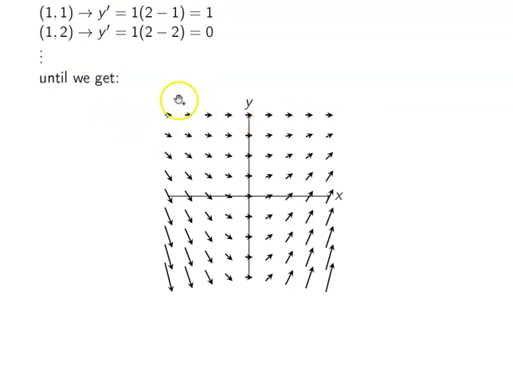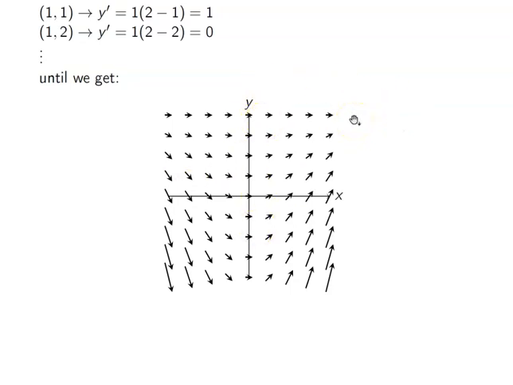So there's 9 rows and 9 columns. So there's 81 points. There's 81 arrows here, right? I don't have the time to plug 81 points into my function and find 81 values and draw 81 vectors. That's a lot of wasted time. So we use a calculator, not a calculator, but some sort of technology.